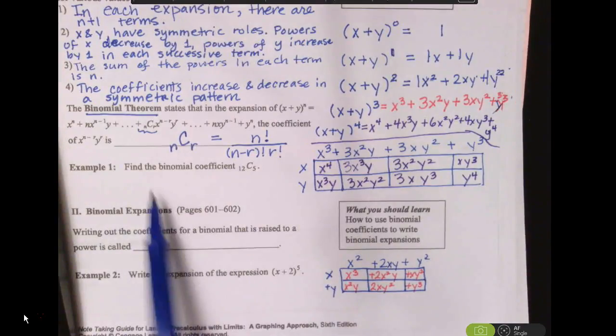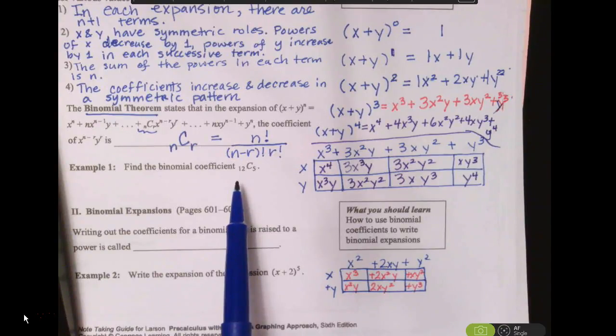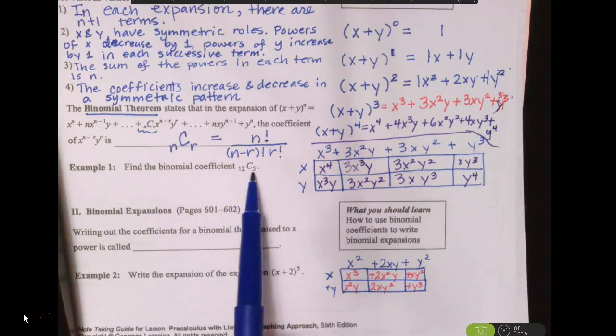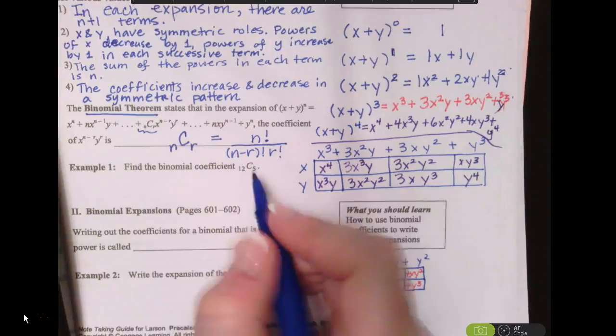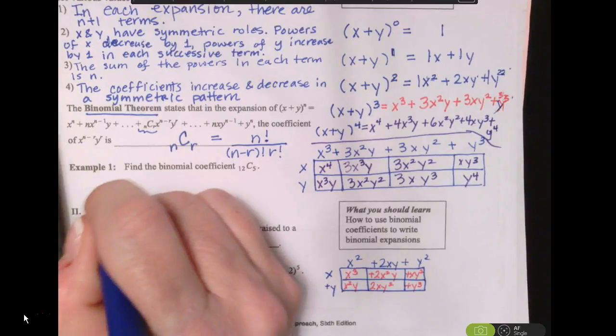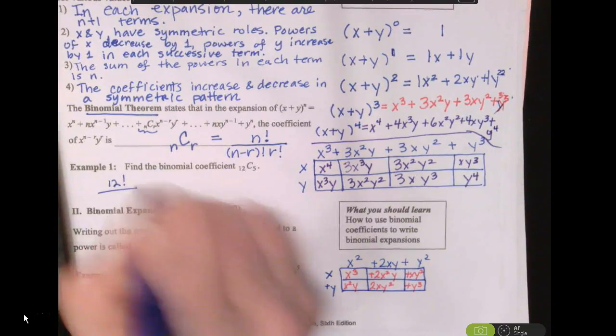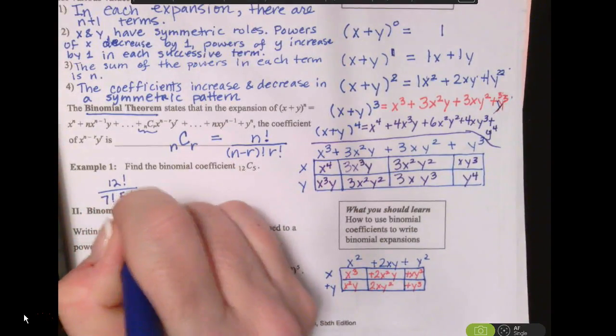So if we are doing a binomial expansion and we want to find, let's see, the fifth term in an x plus y to the 12th situation, we're going to do a combination of 12 things taken 5 at a time. So that would be 12 factorial over 12 minus 5 is 7 times 5.